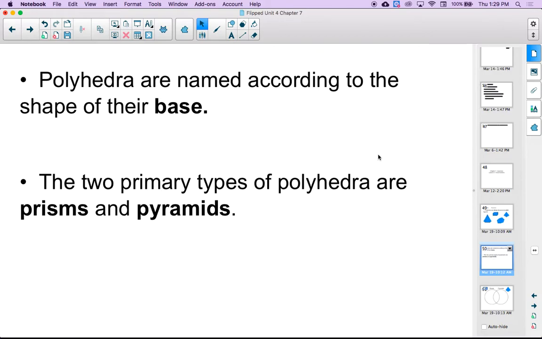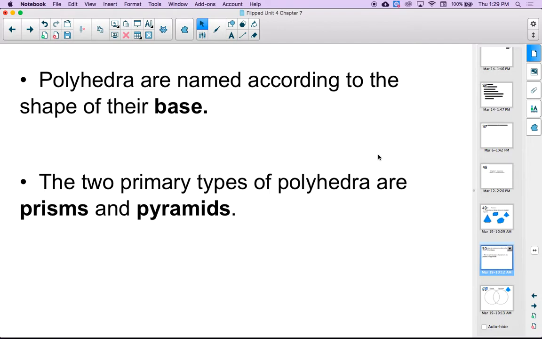Polyhedra are named according to the shape of their base. Please put a star next to this note. This is probably the most important note in your lesson today. We will focus on looking at the base shape and using that name to help us name the polyhedra. The two primary types of polyhedra are prisms and pyramids.